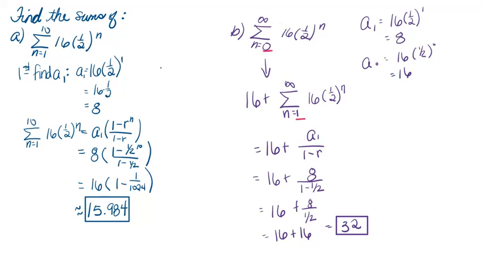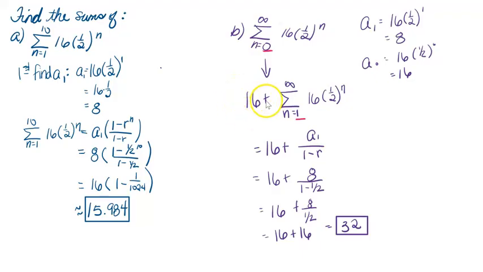Now that you paused the video and looked at it, I wanted to point out over here on B how you notice that the index starts at 0. So I needed to start at 1, so I needed to make an adjustment. I already knew what a sub 1 was from the previous problem, but I went ahead and wrote it up here again anyway. I needed to find a sub 0. That means when I substitute 0 in for n, 1/2 becomes 1/2 to the 0, which is 1, and 1 times 16 is 16. So my 0 term is 16.